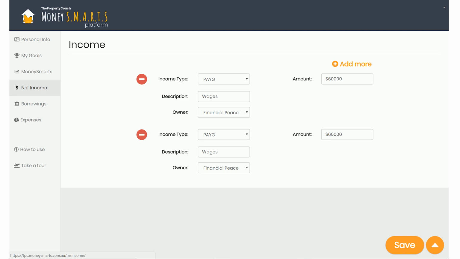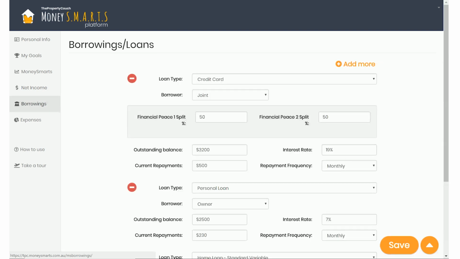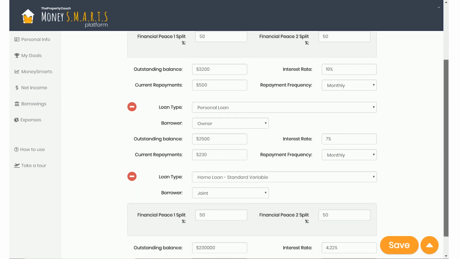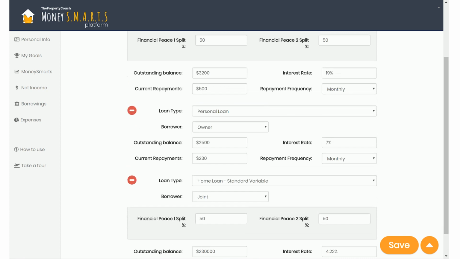So the system of Money Smarts is about trapping our money, not necessarily money that we have to give the tax office. So if you're self-employed, please ensure that you use the net income and not your turnover or gross income. If you've got any borrowings, you load that information into the borrowings area, such as your credit card, any personal loans, home loans, those types of things.